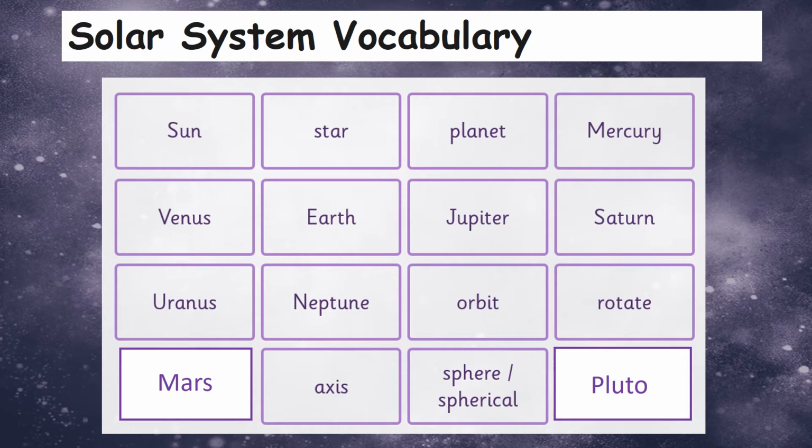The last word is Pluto. Although Pluto is not really classed as a planet anymore, I did talk about it yesterday and how it's one of our dwarf planets, and it is in our solar system. So well done if you got most of those, and give yourself a score out of 16. And like I said earlier, if you have any extra words that I haven't included, you get an extra mark for those too.